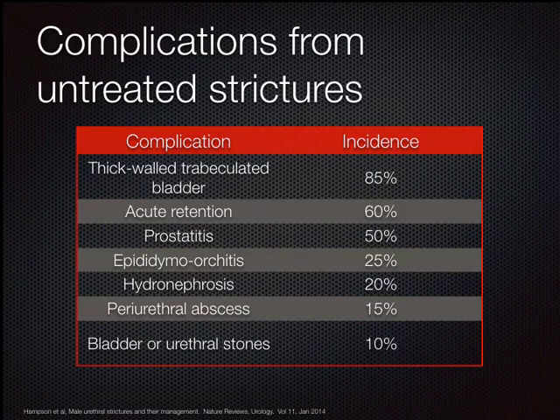The complications from untreated stricture disease carry significant morbidity, which has been documented in the literature. Here, this is most recently from an article in Nature, and complications include, as you see, a thick wall bladder, retention, prostatitis, epididymo-orchitis, hydronephrosis, periurethral abscess, or stones.